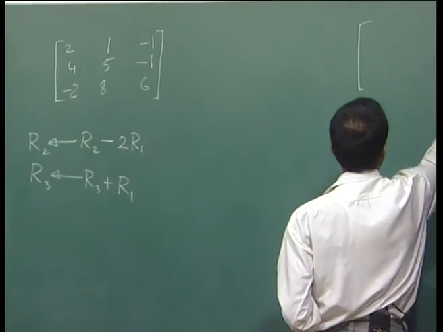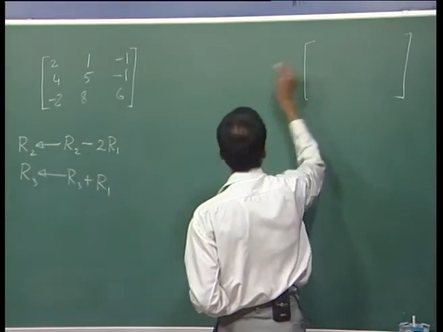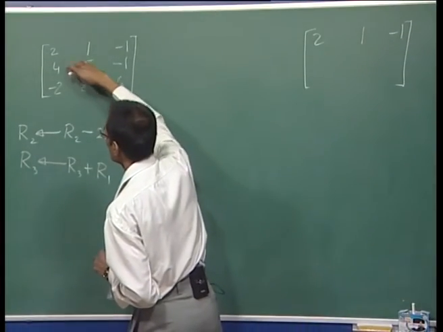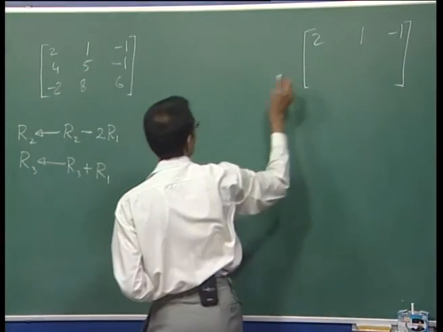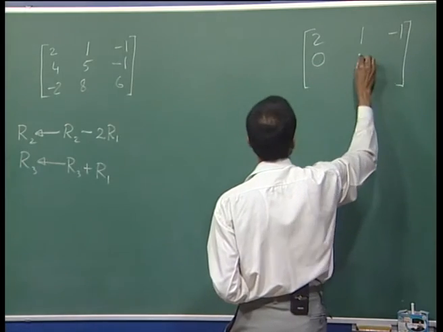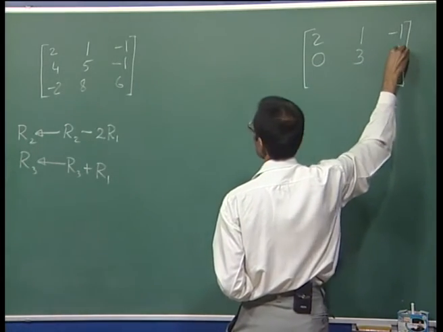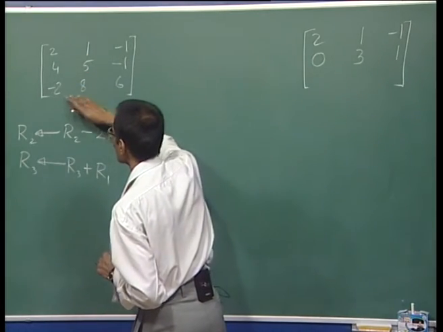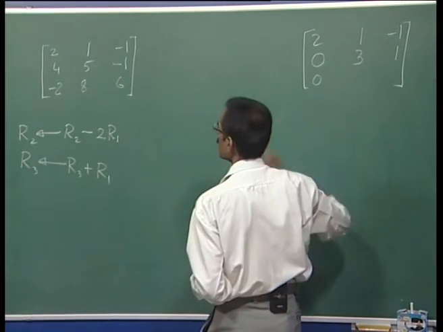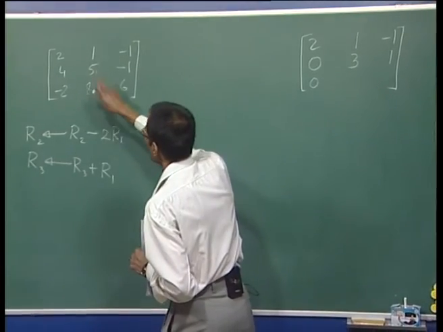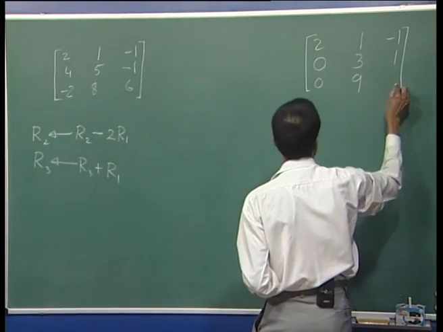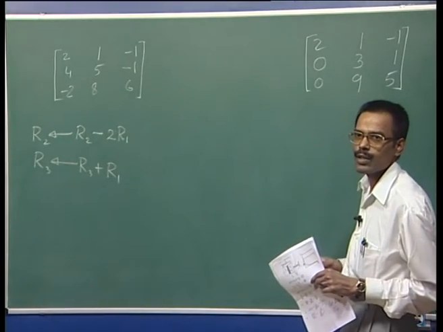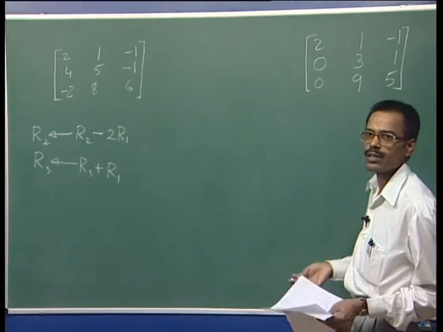The result will be, first row will remain unchanged. From the second row, we are subtracting twice the first row. That means we will get 0, 3, 1. To the third row, we are just adding the top row, first row. That means we will get 0, 9 and 5. Now, tell what will you do if our mode changed?